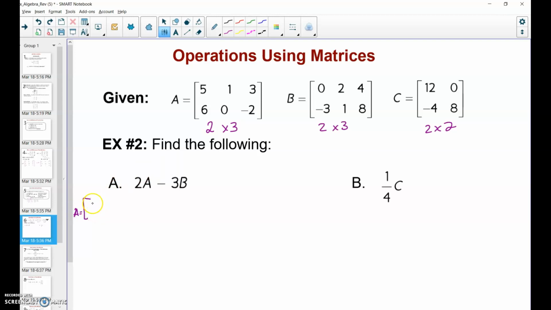Okay, so my new A matrix will be 10, 2, 0, 6, negative 4. Then my new B matrix is I am going to multiply everything by 3. Okay, there's a couple ways you could have done this. I multiplied everything in matrix B by 3. What you could have also done is multiplied everything by that negative 3. And then your next operation, instead of subtracting them, you would just go ahead and add them together. Okay, so that's up to you how you wanted to do that.